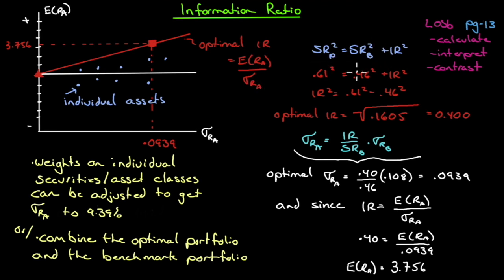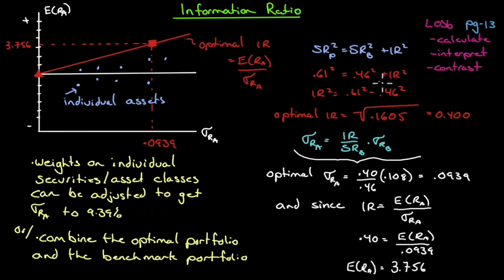Remember this relationship. The Sharpe ratio on the portfolio squared equals the Sharpe ratio on the benchmark squared plus the information ratio squared. Well, we knew on the last screen that the optimal risky portfolio had a Sharpe ratio of 0.61. The benchmark had a ratio of 0.46. So what is the optimal information ratio we need to achieve?